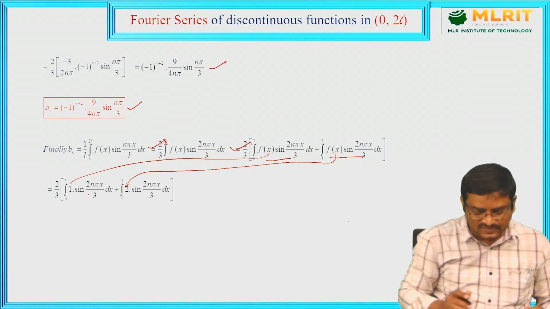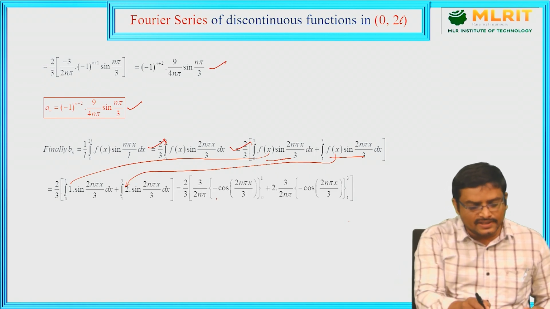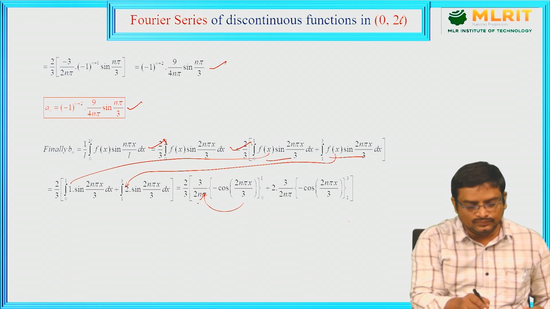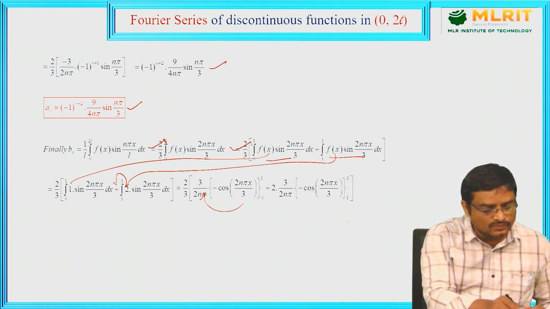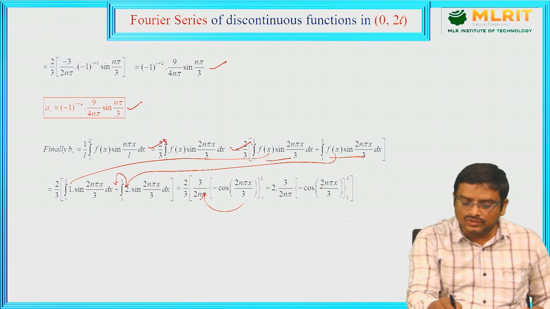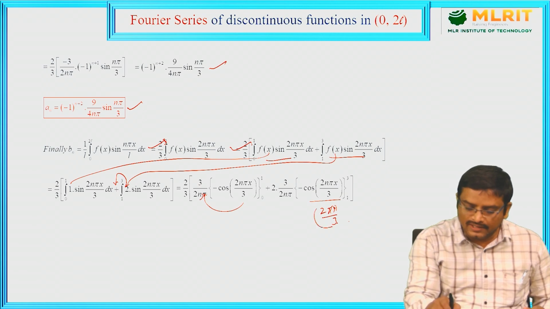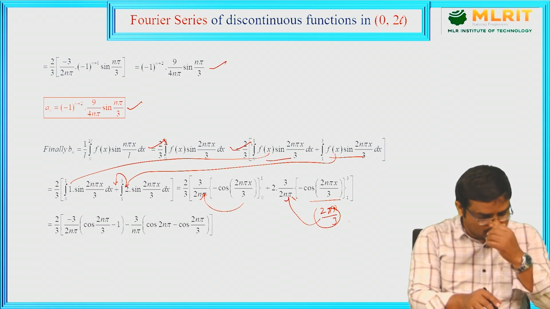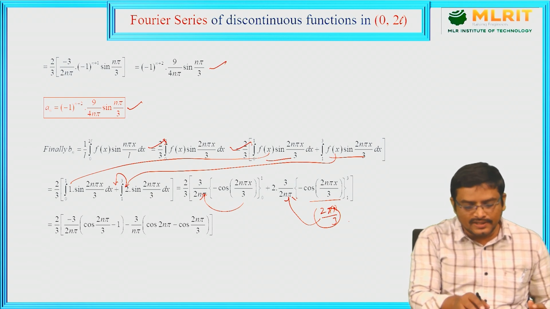Now integral of sine, we can take as minus cos 2n pi x by 3 by 2n pi by 3. I have taken the 2n pi by 3 outside here, and plus take 2 outside, and similarly here also you apply the integration of sine. So you will get minus cos 2n pi x by 3. So here you will get the denominator as 2n pi by 3. So I have taken this denominator here. Now simplify this by substituting the upper and lower limit in both terms here.